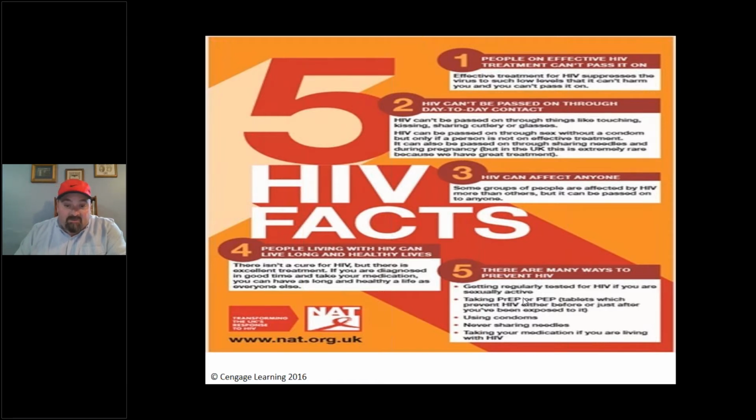Many ways to prevent HIV, right? So getting regularly tested for it if you are sexually active, because we don't want to pass it on to others, absolutely. We want to practice safe sex practices. So this PrEP or PEP is also something that involves tablets which prevent HIV either before or just after you've been exposed to it. New technology, pretty amazing stuff. Using condoms, safe sex, never sharing needles, taking your medication if you're living with HIV, right? These are all so that it stays suppressed. Very important in order to not transmit it to others and be healthy yourself.